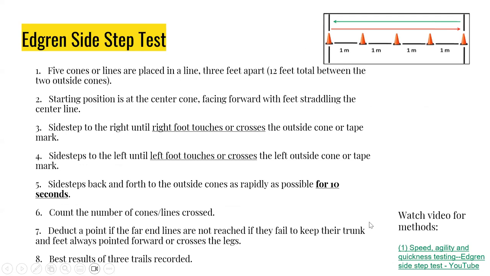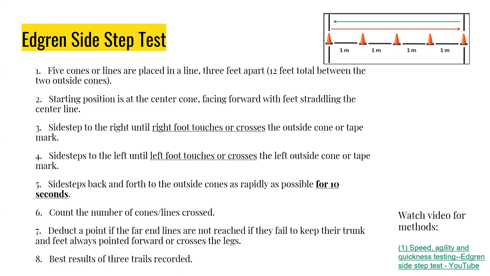This is the Edgren sidestep test. You're going to have five cones or lines placed in a line. All of them are going to be 3 feet apart. It's going to be about 12 feet total between the two outside cones. The starting position is going to be at the center cone, facing forward with your feet straddling the center line. You're going to sidestep to the right until the right foot touches or crosses the outside cone or tape, right, all the way over here.